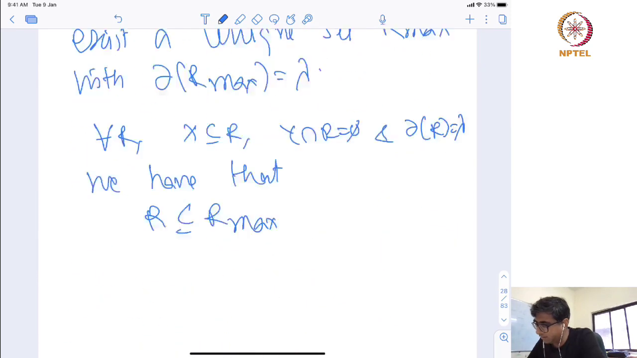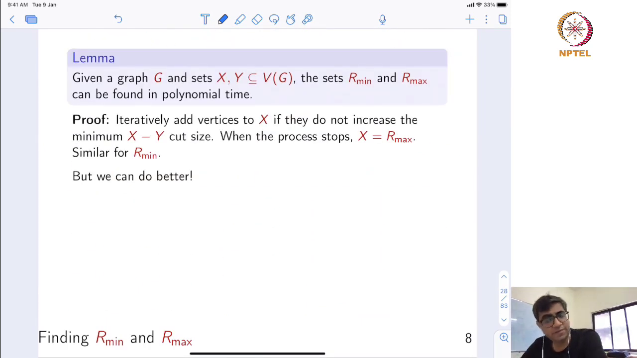Now that also tells us an algorithm to find it. Given a graph G and sets X and Y, we can also define the notion of R min and R max. What is R max?